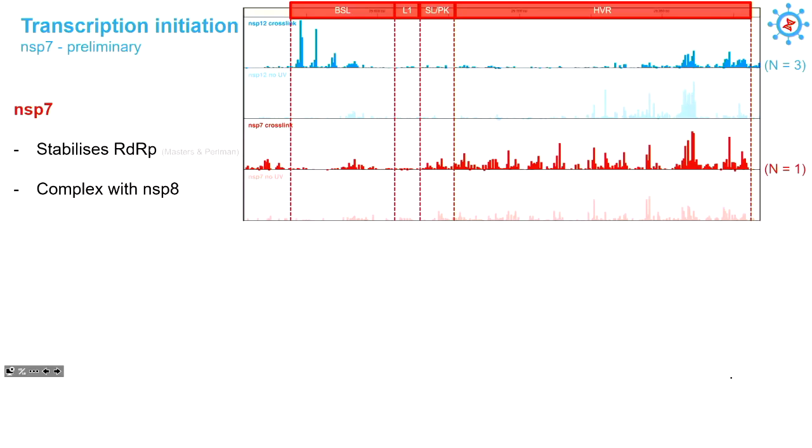But you can see that an NSP7 that forms a complex with an NSP8, and it's involved in stabilizing the polymerase complex. We can see an NSP7 signal upstream of the bulge stem loop, a bit in the bulge stem loop, and also throughout the hypervariable region.